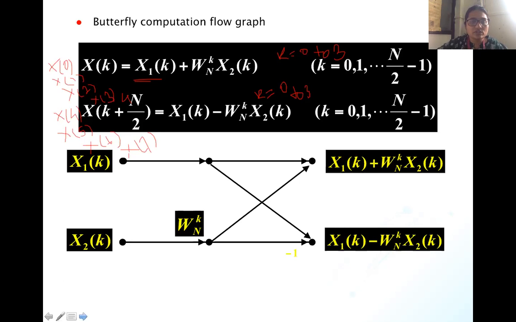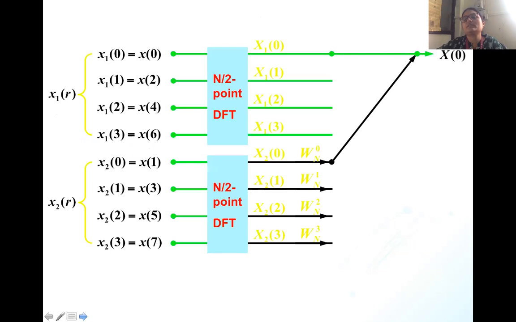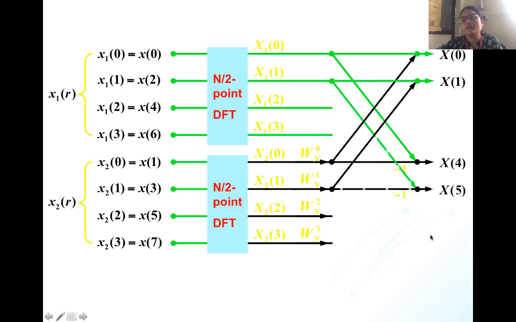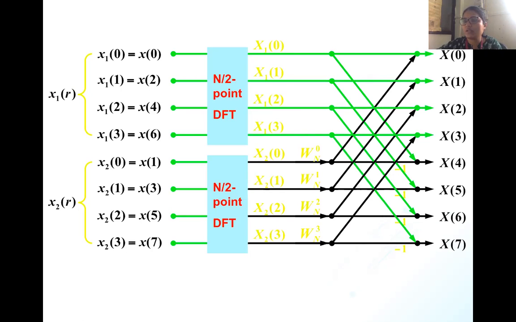So calculations are taking place accordingly. So I will show you. First X of 0 is calculated, and secondly we will be calculating X of 4. Further X of 1, and by performing subtraction X of 5 is calculated, then X of 2, then X of 6 is calculated, then X of 3, and finally X of 7 is calculated.